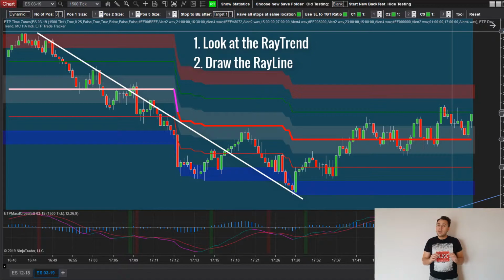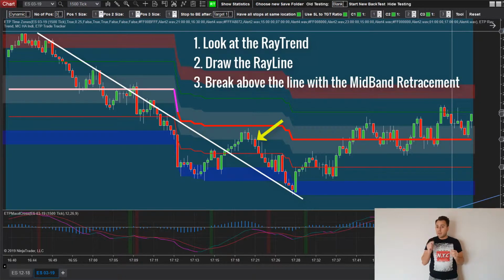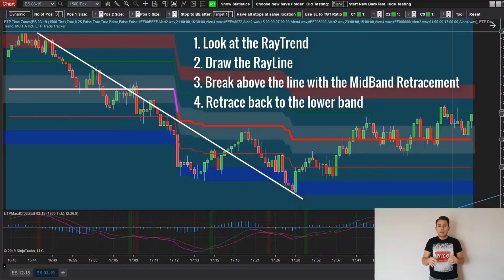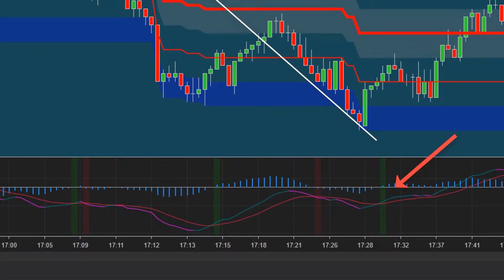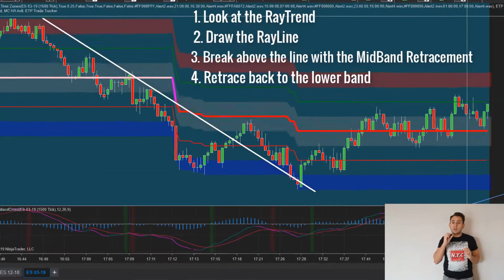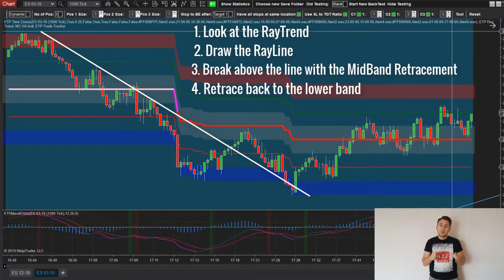Then we wait for a break above the trend line and a retracement to the mid band. That's very important. It has to retrace to the mid band or at least one tick from the mid band. Then it needs to retrace back down, and as it's retracing back down, it needs to touch the line and touch the bottom zone as well. Yes, like that. And then we either wait for a MACD cross, or if the MACD has already crossed, we wait for a green candle. It's very important that we only enter longs on a green candle.